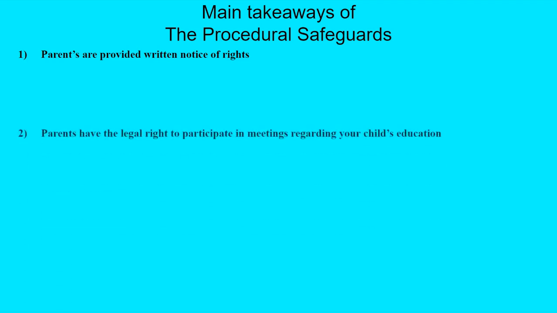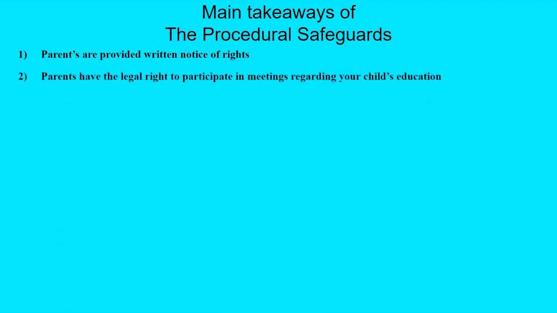The main takeaways of the procedural safeguards are: one, parents are provided written notice of rights. So basically, before any kind of conference, the parents are provided the procedural safeguards, their notification of their rights. Parents have the legal right to participate in meetings regarding your child's education, which means that the school can't hold any kind of meeting without your prior approval or without you being there.